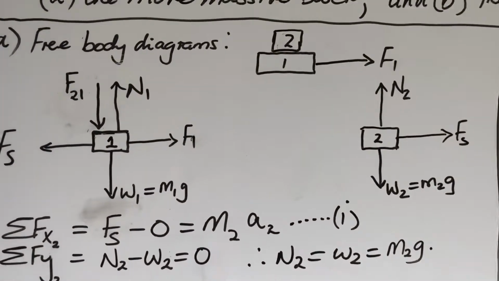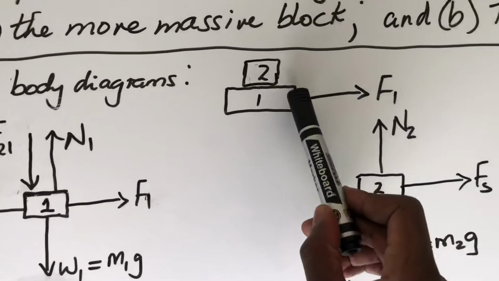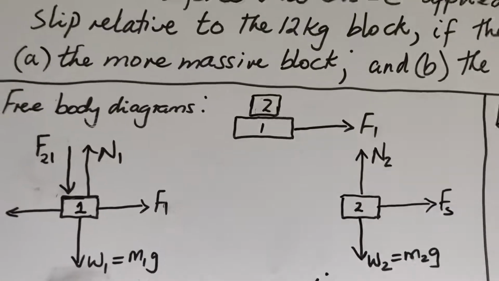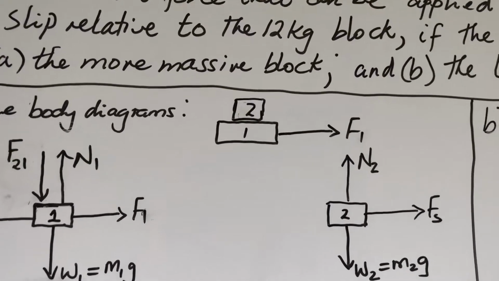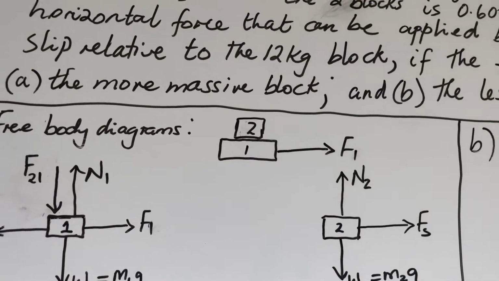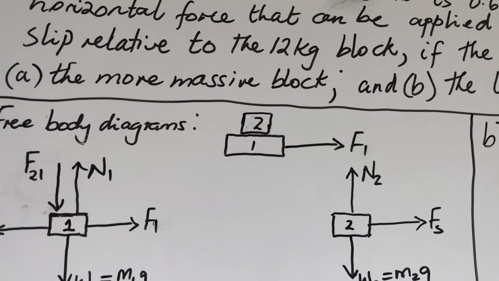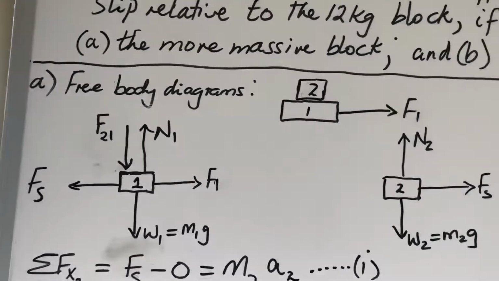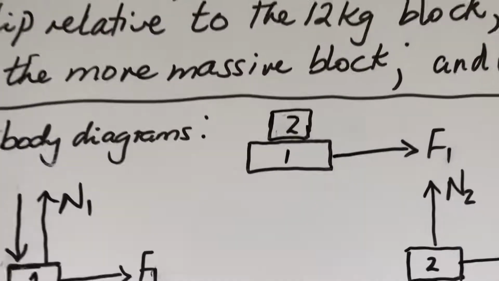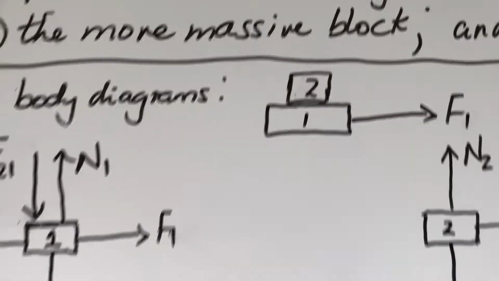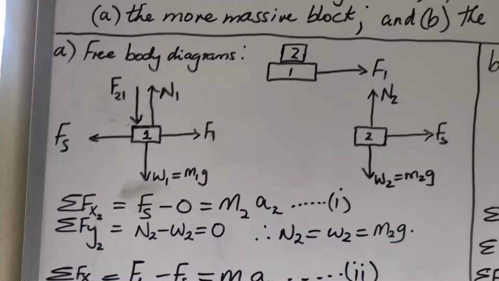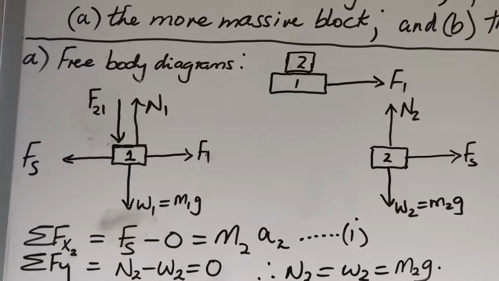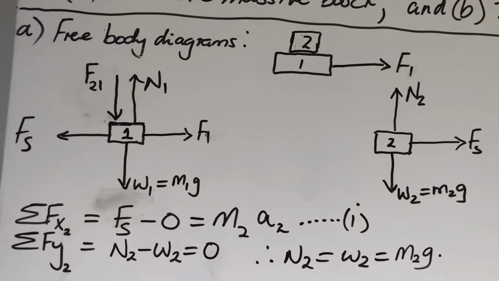So what's going to happen is that if we apply the force, if we pull using the bigger block, through the more massive block, we expect a lot of things to happen because these things are directly on top of each other. So we expect to have free body diagrams. We need to know what's going to happen to the bigger block, and we also need to know what's going to happen to the smaller block.